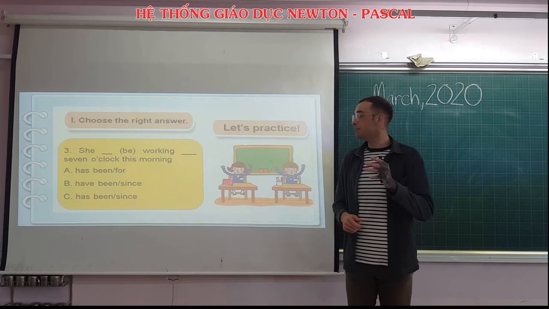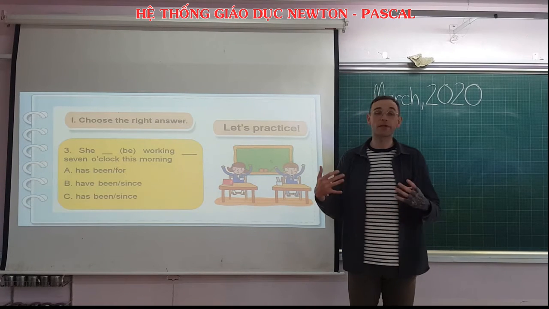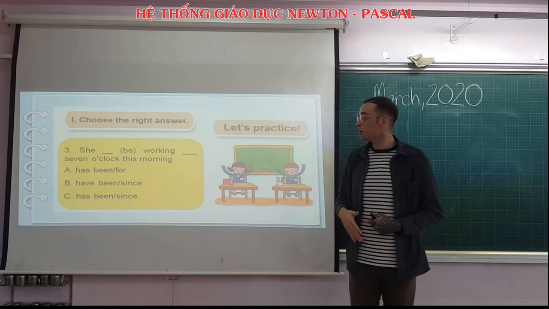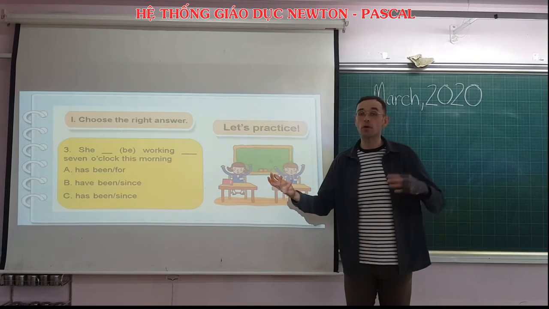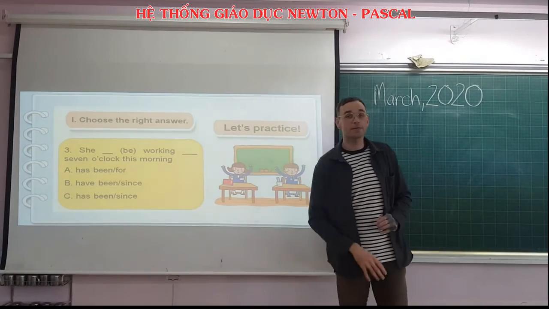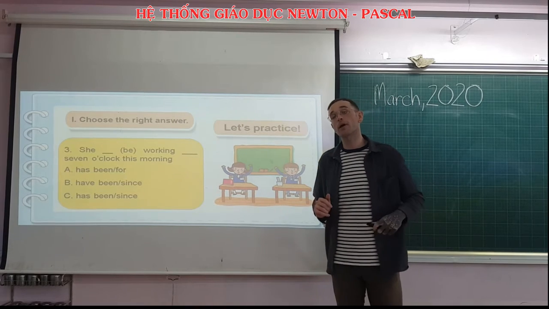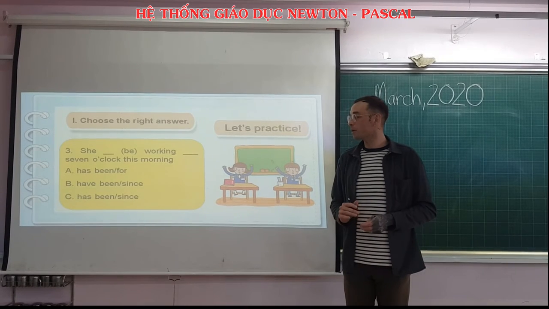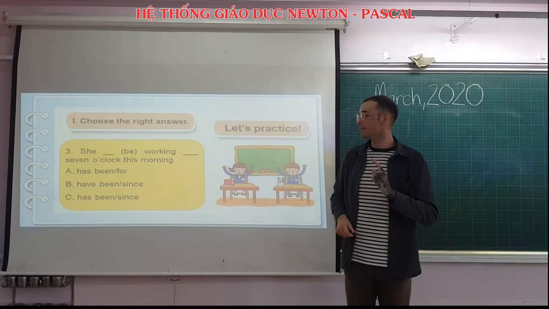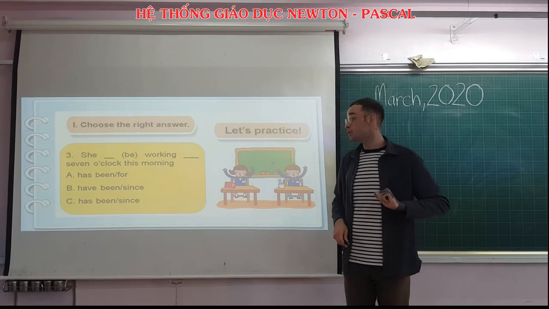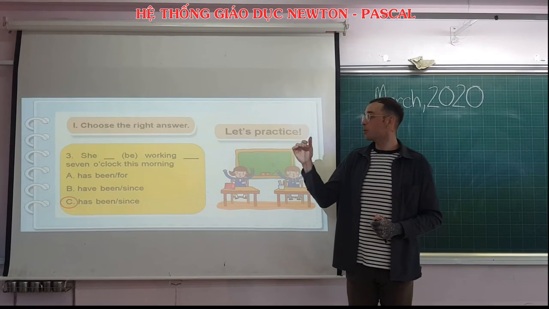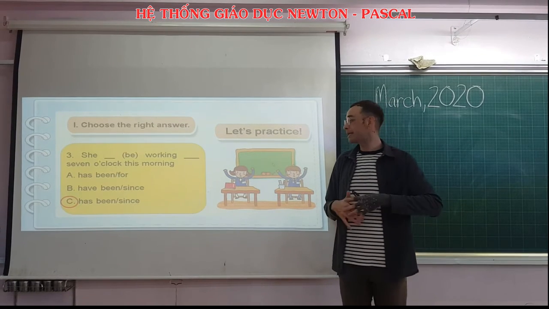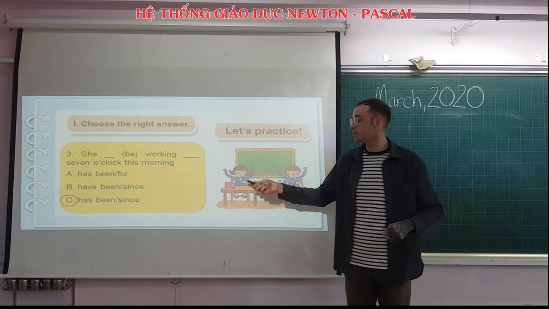Next sentence. She blank working blank 7 o'clock this morning. Here we need to use the verb be again, and we also need to figure out if we need to use for or since. The sentence is an affirmative sentence, so take some time right now to figure out the correct answer, and when you're ready, hit play if you need to. All right, welcome back. So, she blank working blank 7 o'clock this morning. This sentence should read, she has been working since 7 o'clock this morning. 7 o'clock this morning indicates the start of something, so we want to use the word since.